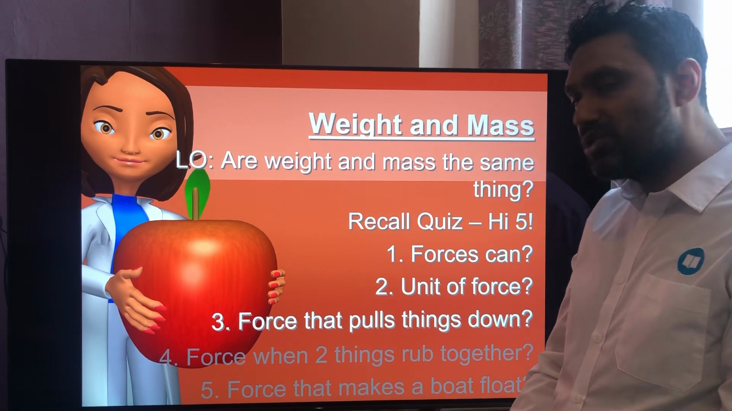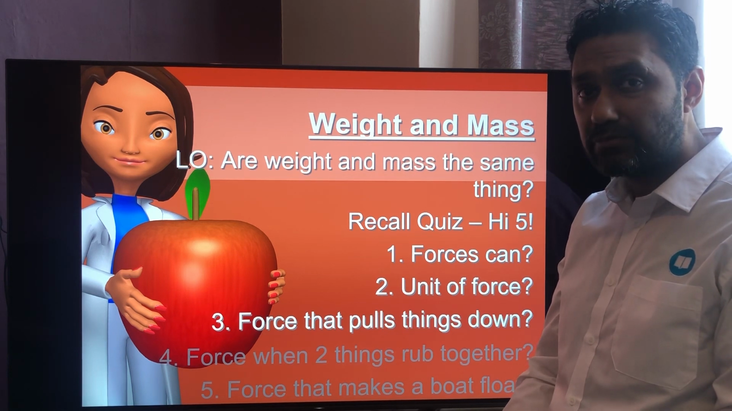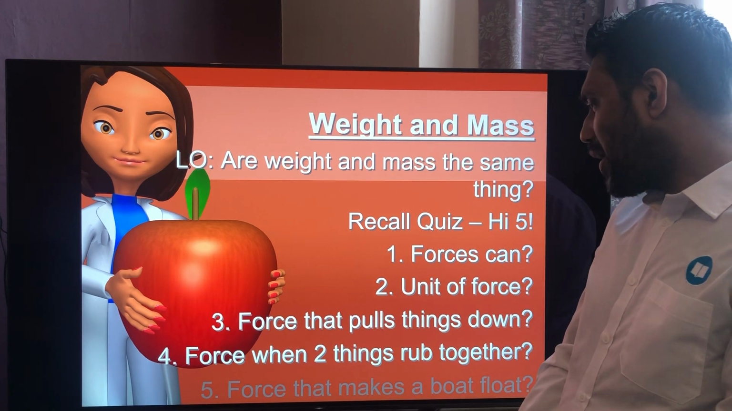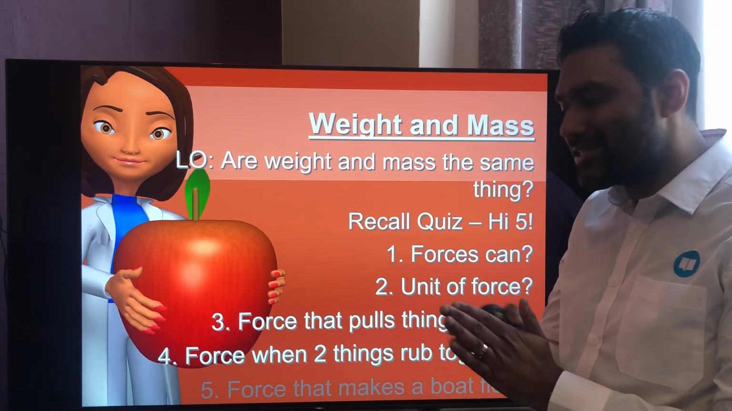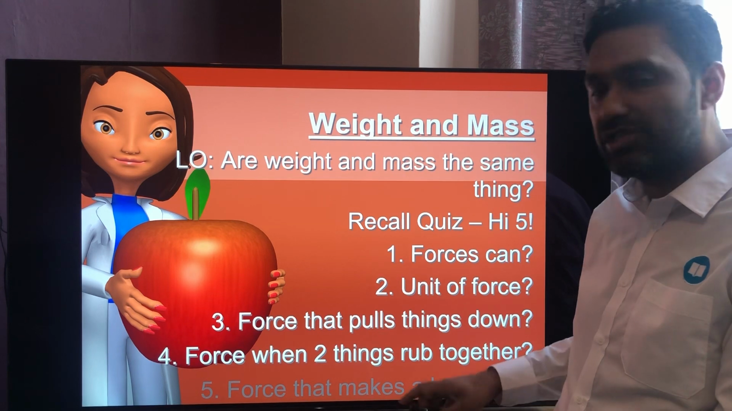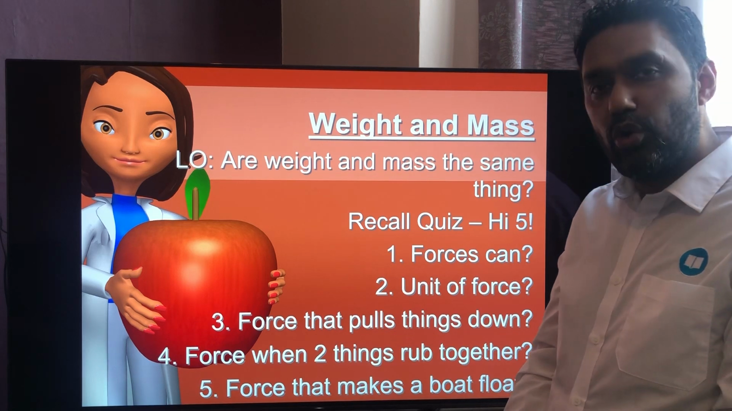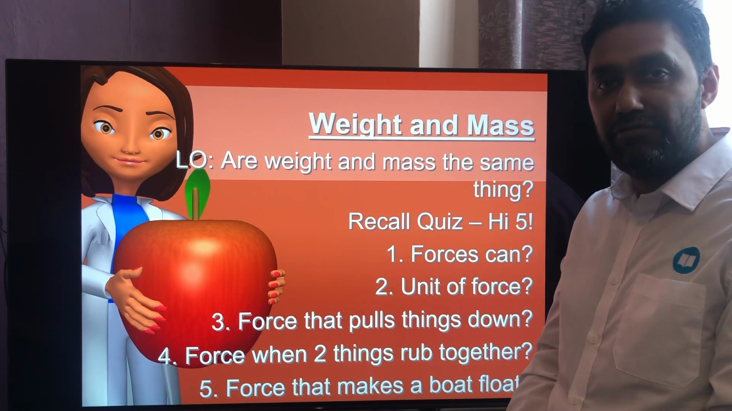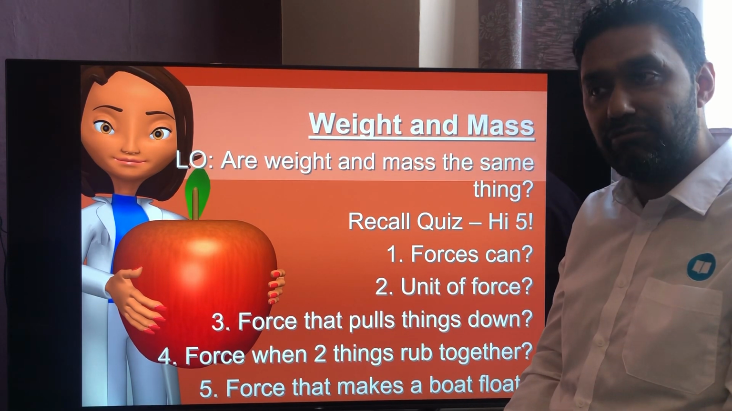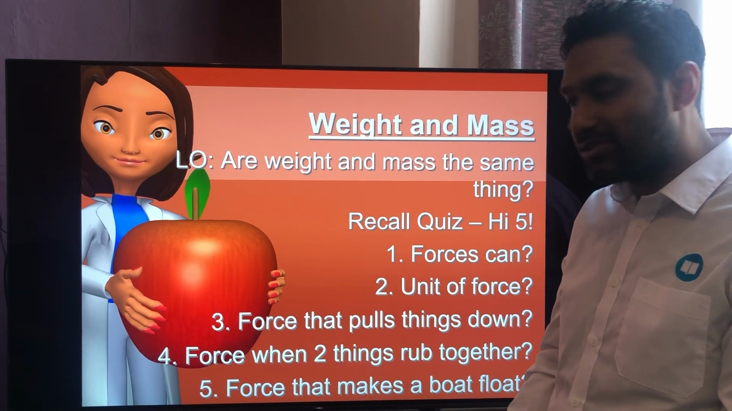Question three: the force that pulls things down to earth. What's that called? Question four: when two surfaces rub together, what is the name of that force? And question five: the force that will make a boat float. There you go, a bit of poetry there. What is the force that makes a boat float? If you press pause, check your answers, and we'll get back to that.